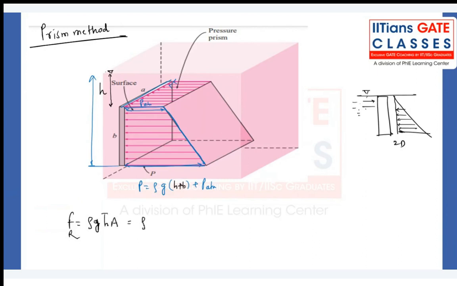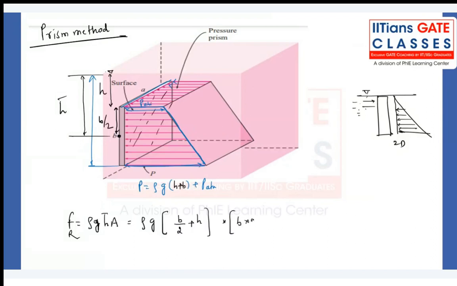Rho we know, g we know, h bar is what? From here to here it is B by 2, but the centroidal distance to the free surface will be my h bar, and that height will be B by 2 plus small h, into area. What is that area, my dear friend? Can I say B into A? This is the area of the plate on which this is acting, right? Getting my point? So this is the formula method.